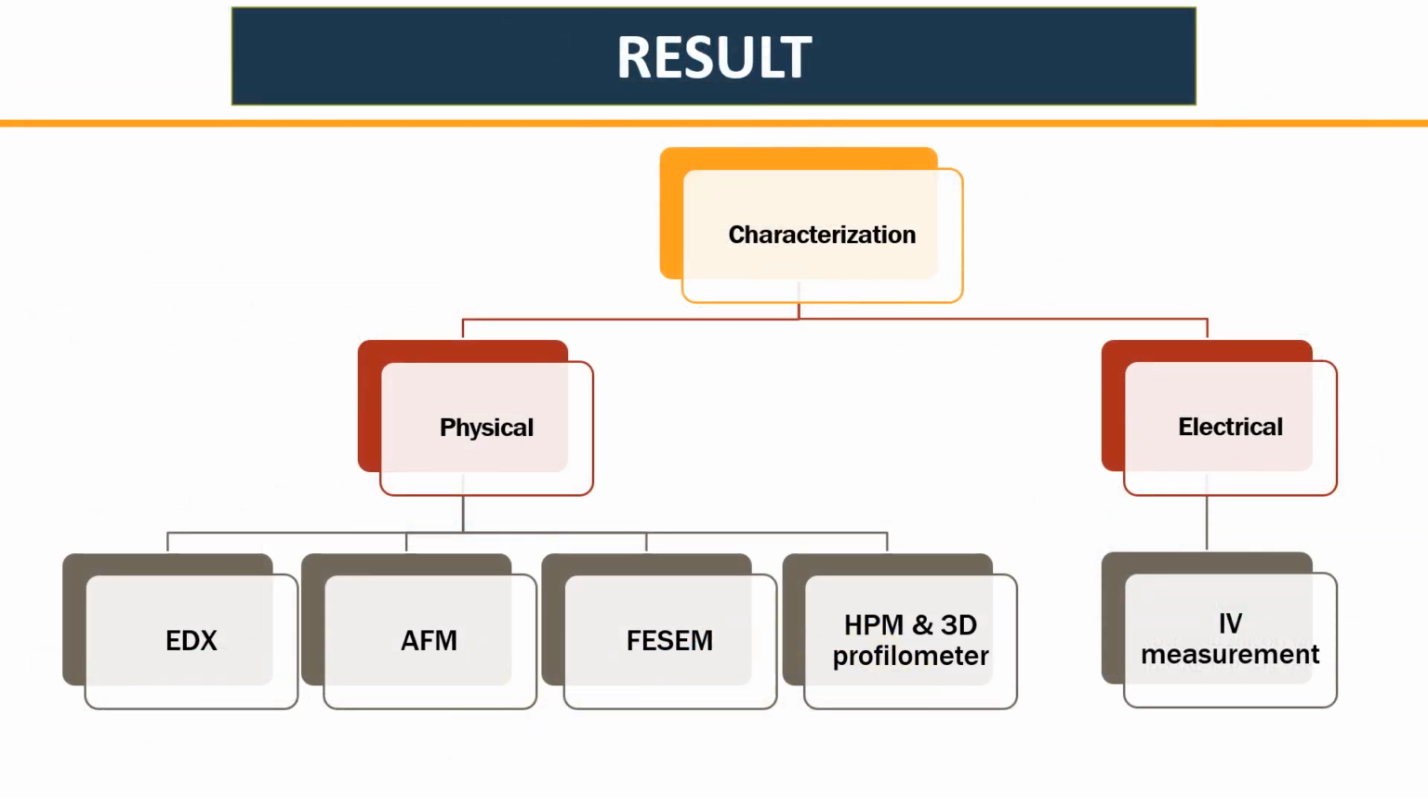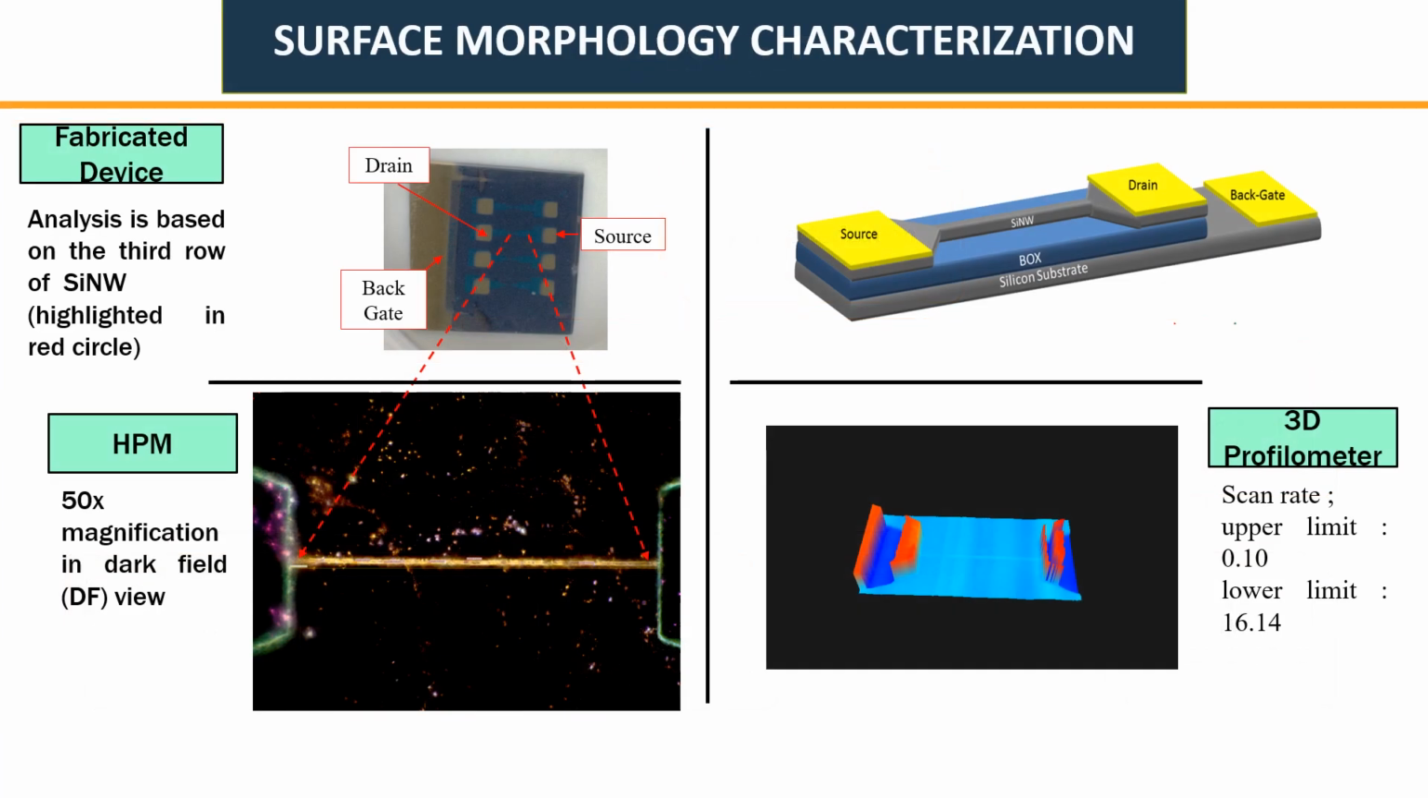As a result, we will cover the electrical and physical characterization as I mentioned earlier. So here we can see the surface morphology characterization, where there is a fabricated device, and here is the 50 times magnification in the dark field view. And then we can see the 3D profilometer, where we are using the scan rate with upper limit 0.1 and lower limit 16.14.